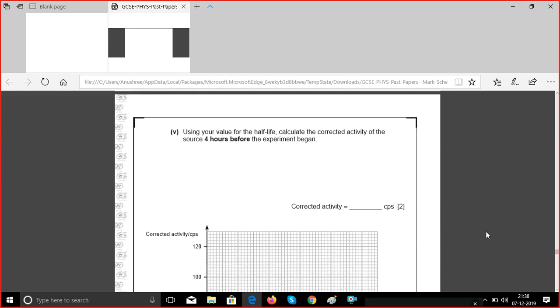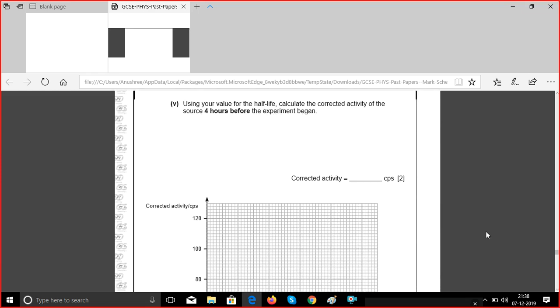Okay. 5. Using your value for the half-life, calculate the corrected activity of the source 4 hours before the experiment began. Okay, so every 2 hours it reduces by a half. So at 0 hours it was 120. So 2 hours ago it would have been double that, 240.